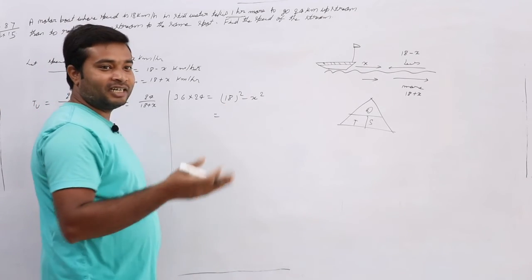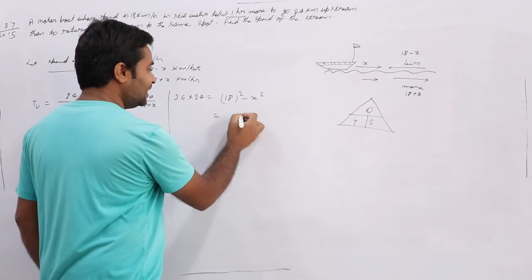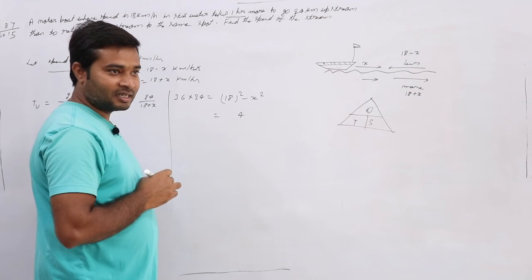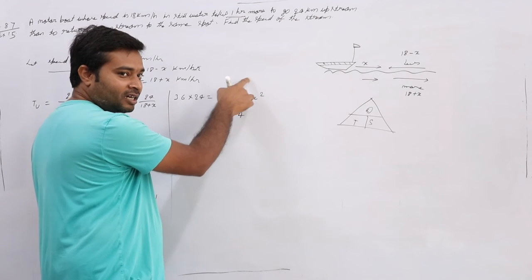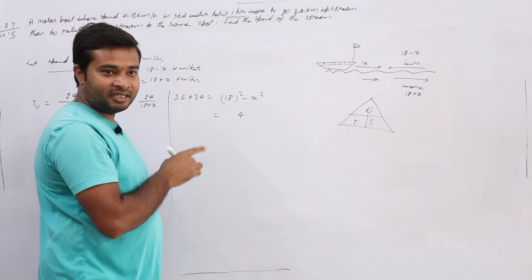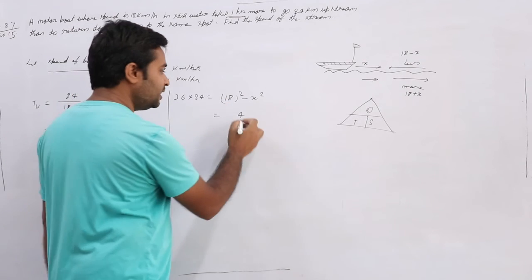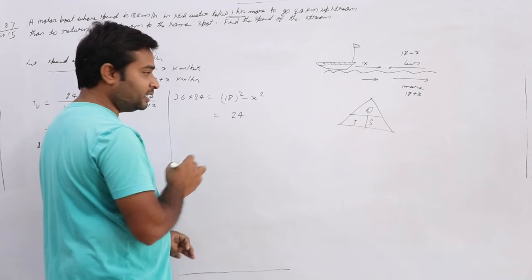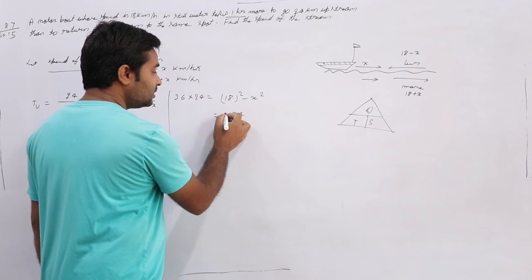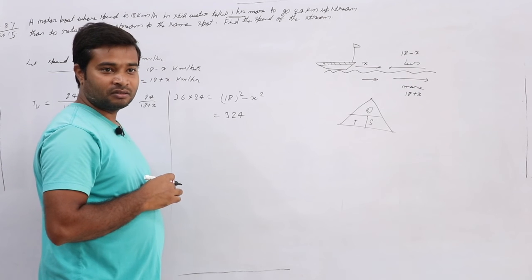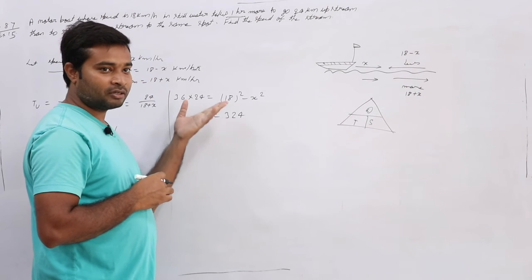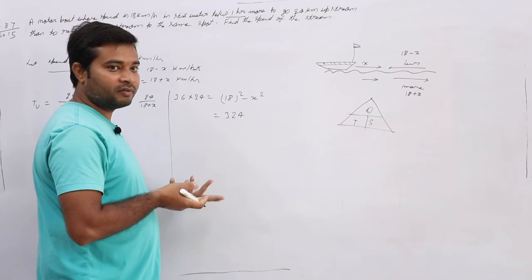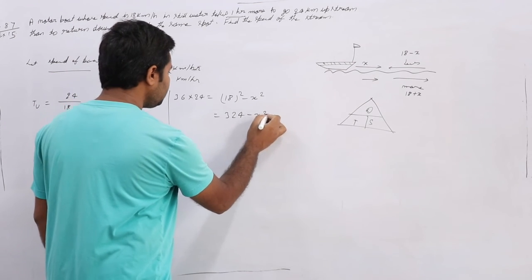See, if you're not getting it, try to multiply fast. 8 8s are 64, remaining 6. 8 1s are 8, 8 plus 8 is 16, 16 plus 4 is 20, plus 2 is 22, remaining 2. Then 1 1 is 1 plus 2, 3. 324. Actually I remember it, but for your purpose I showed you also. If you remember, you should not waste your time. Minus x square.